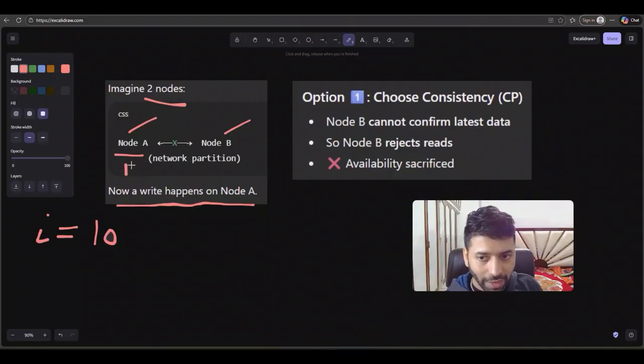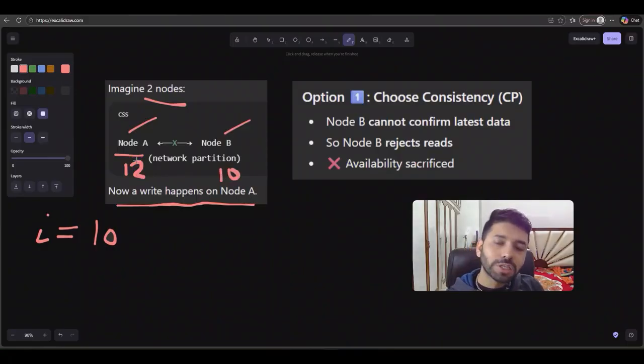So node A has value 12, whereas node B has value 10 right now, because the write operation we performed was only on node A, and it did not wait for updating all of the other nodes, because it would become very slow, correct. So in case a request comes to node B, right? Now what does strong consistency mean?